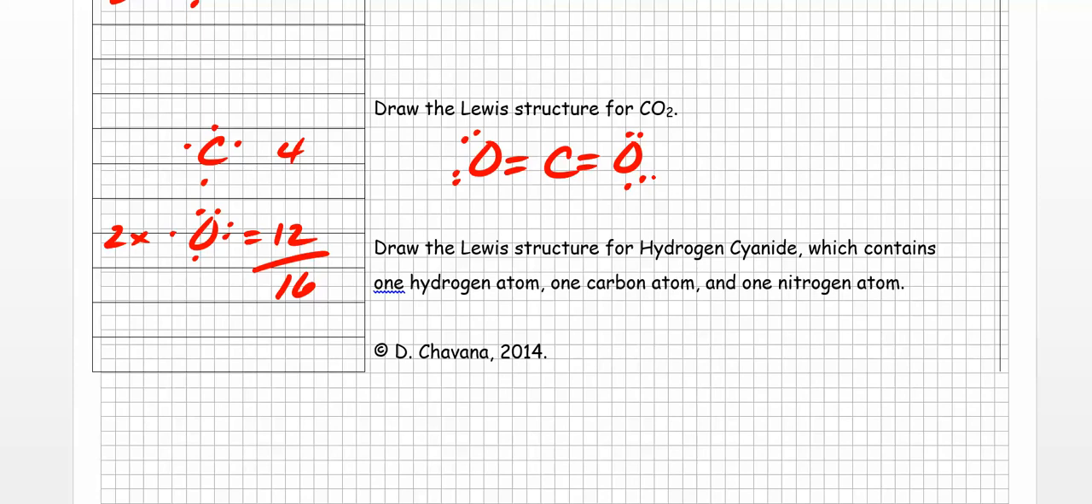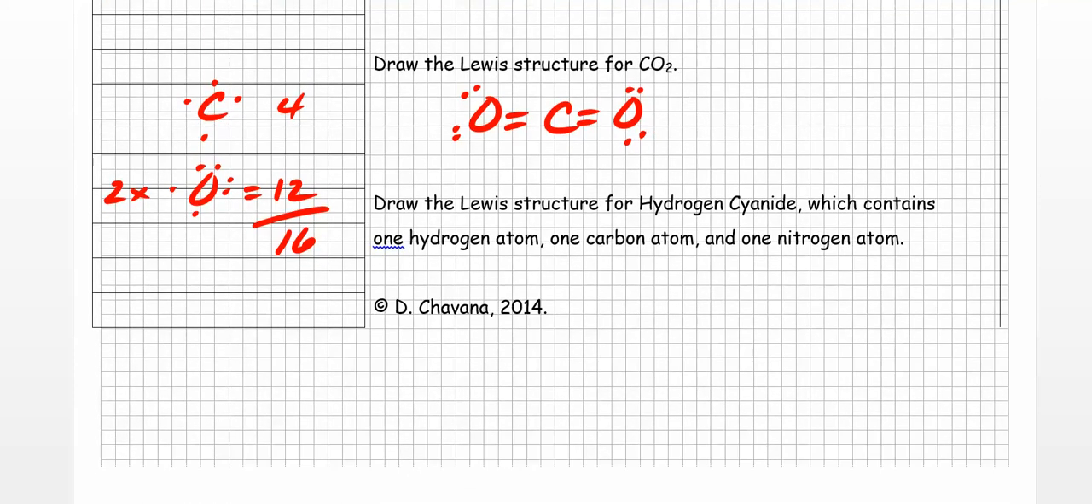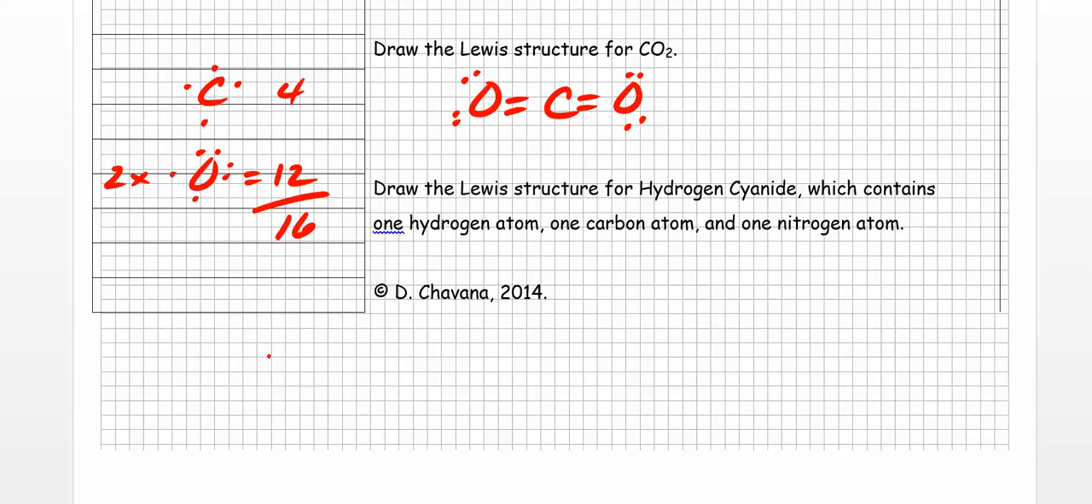Hydrogen cyanide, this is the last one for this screencast. Hydrogen has 1. Cyanide is C, just like that. It has 1 carbon with 4 valence electrons, and nitrogen has how many? It has 5. 1, 2, 3, 4, 5.